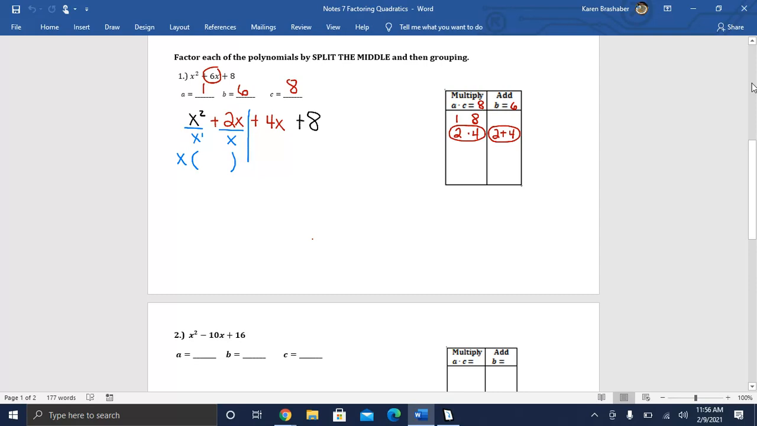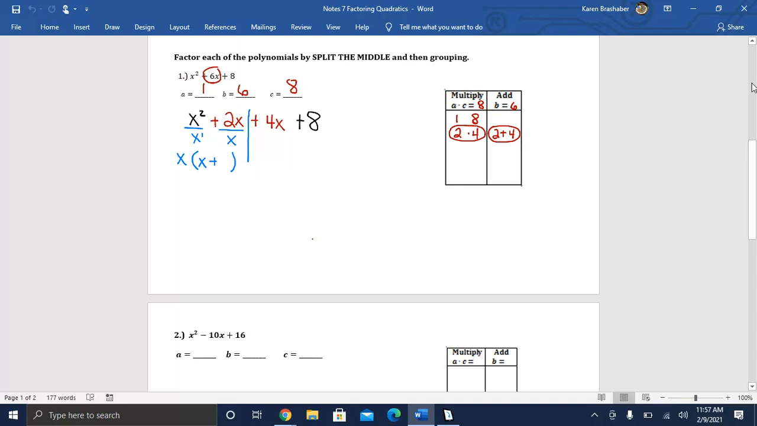Remember that you keep the base and you subtract the exponents. So 2 minus 1 would be x to the first. And we don't usually write that exponent. On our next term, we have 2x divided by x. And so the exponents 1 and 1, those would cancel. 1 minus 1 would give us a 0, but there is still the 2. So we have x plus 2.